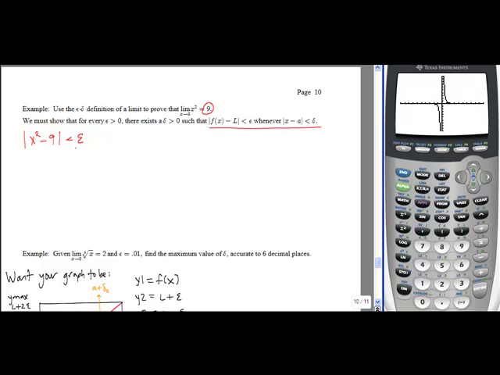So we need this to be true whenever x minus a, and a here is 3, is less than delta. Remember, what we're trying to do is make this absolute value over here have the absolute value of x minus 3 in it, so that we can get a relationship between this epsilon and this delta. So on this one, notice that x squared minus 9 factors. It factors into x minus 3 and x plus 3.